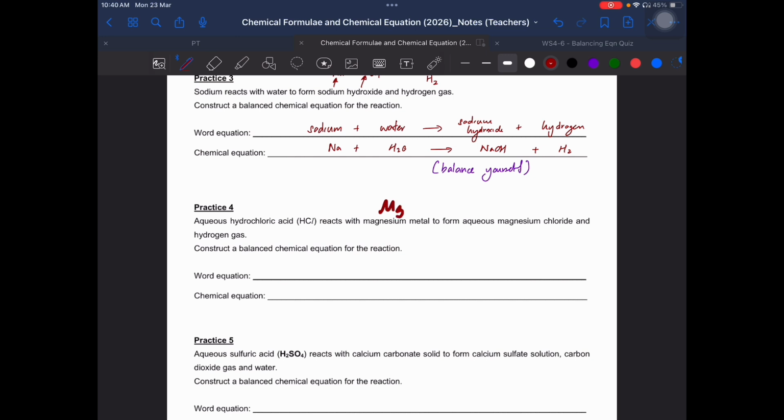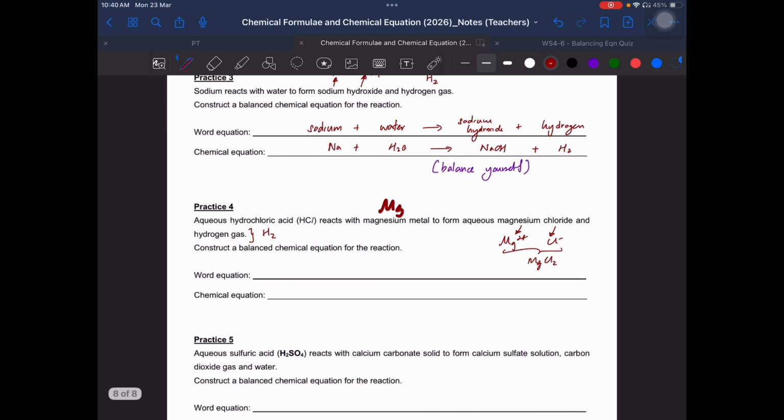It forms magnesium chloride. So magnesium chloride is an ionic structure, whereas metal and non-metal. Magnesium is Mg2+, chloride is Cl−. So together the formula is MgCl2. Hydrogen is a diatomic molecule, it's H2. So this entire word equation will be hydrochloric acid plus magnesium forms magnesium chloride plus hydrogen. Okay, why don't you construct the equation yourself?